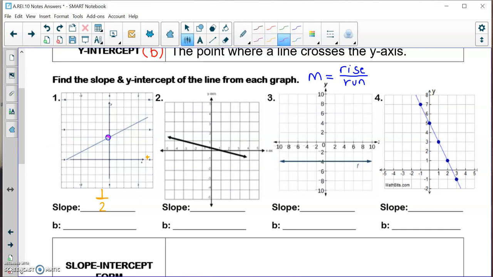I'm going to redraw my work for this. This is how you show your work on this problem. You just draw your rise and your run, label your rise and your run. In this case, it would be 1/2.